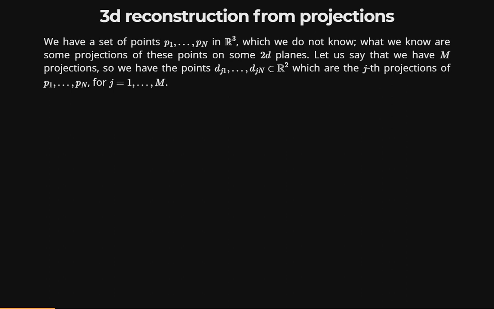So you have a set of points in R3, and you have projections of these points on planes. So d_j1, ..., d_jn are the jth projection of p_1, ..., p_n. And you have a number of projections. Obviously, the fewer projections you have, the less likely it is that you can reconstruct the whole set of points.